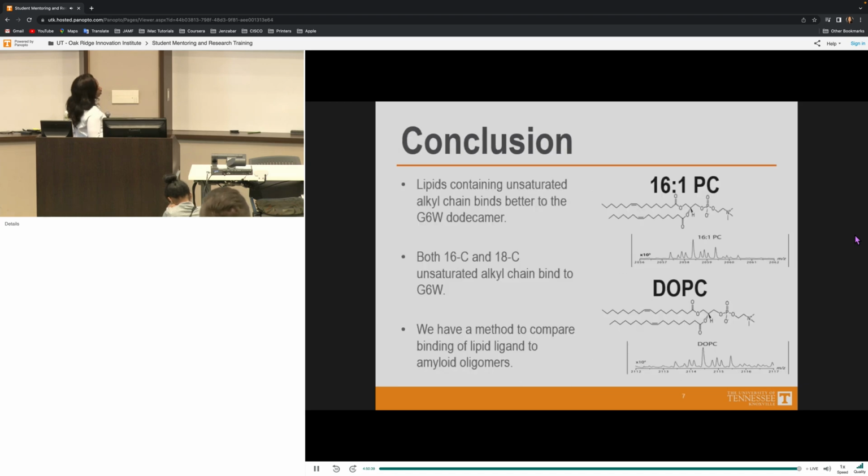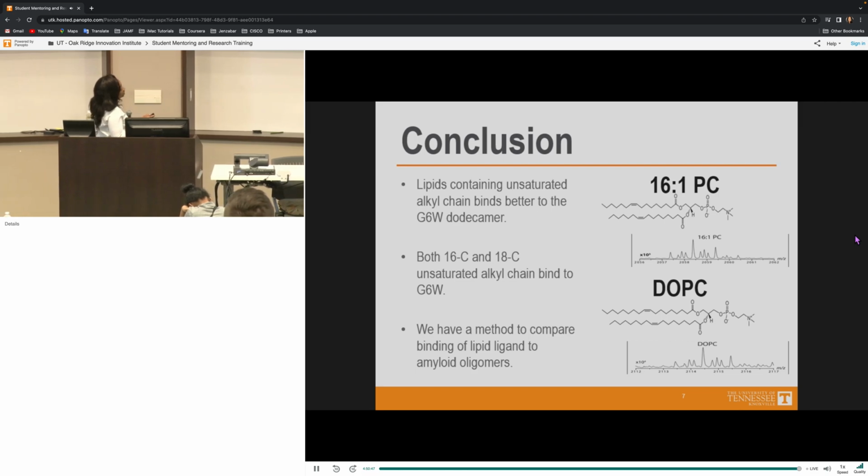Going over to my conclusions, lipids containing unsaturated alkyl chains bind better to the G6W dodecamer, which you can see with 16:1 PC and DOPC. They are both unsaturated. Both the 16 carbon chain and the 18 carbon chain unsaturated alkyl chains bind to G6W. As you can see, 16:1 PC is the 16 carbon chain, and the 18 carbon chain is DOPC, and they're both unsaturated again. And you can see that it binds pretty well on the right side to G6W.